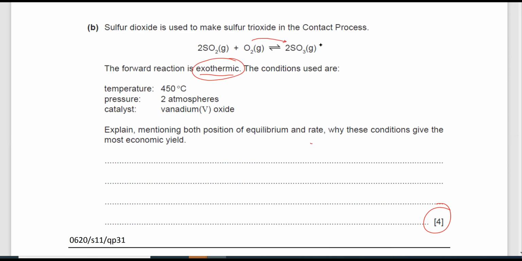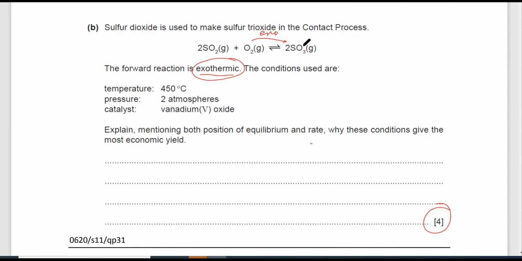I'm not going to write the answer, I'll just explain. Forward is exo, they've already said that. So what should we do with temperature? Decrease it. But don't decrease it too much, because the reaction would become very, very slow. And why not increase the temperature? Because obviously then the backward endothermic reaction would be favored. Okay, pressure.